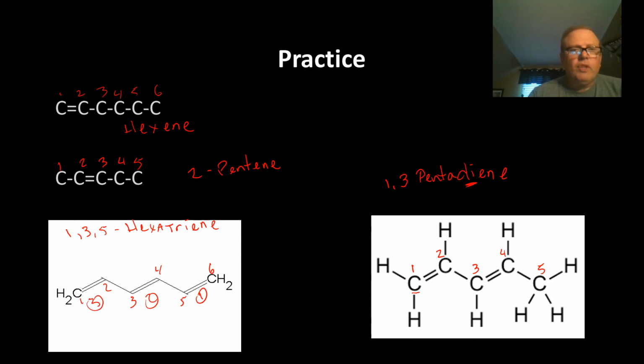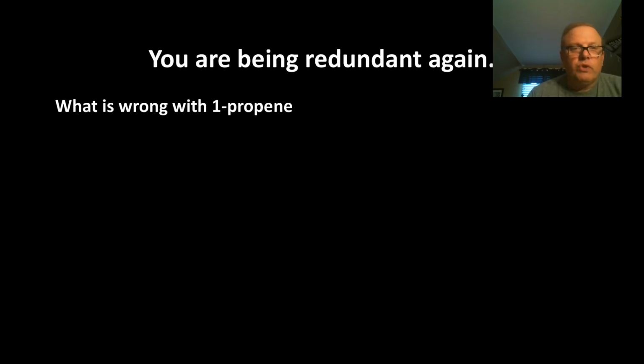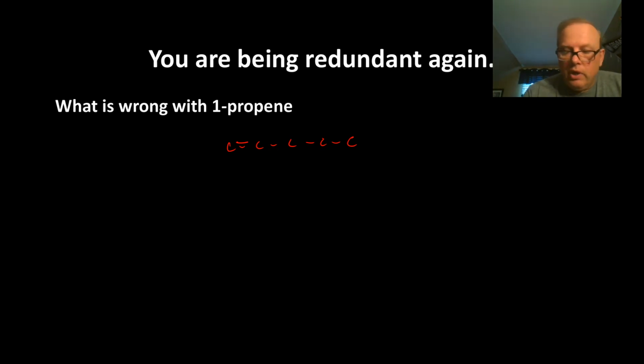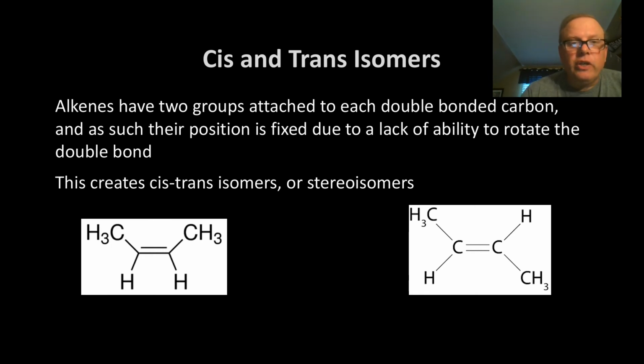Okay, now there is a wrinkle to this. First of all, you never write 1-propene. So propene would be 1, 2, 3 with a double bond on the first. You never write 1-propene. You only would write propene, and that's all you can do, because there's only 1 or 2. All right, cis and trans.